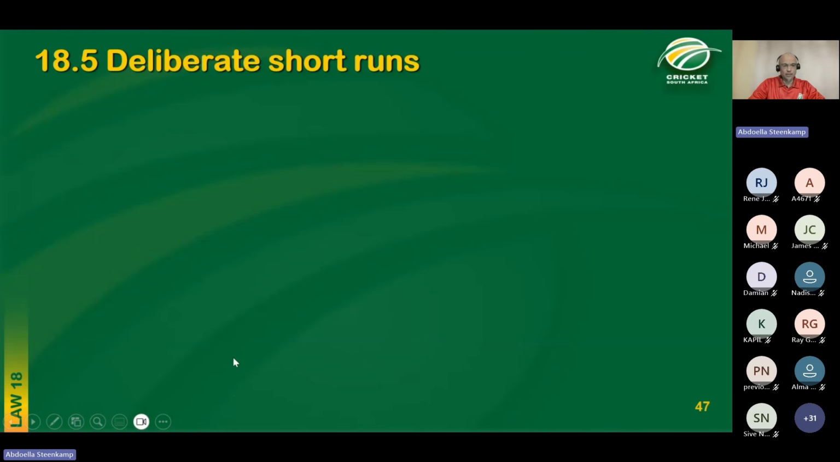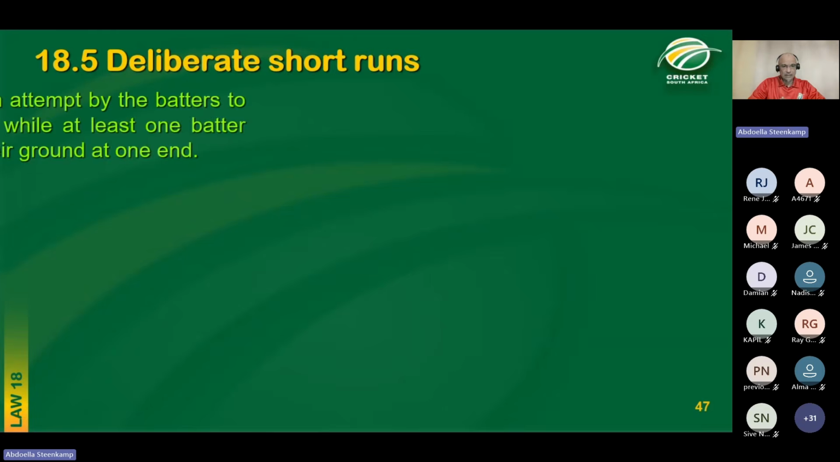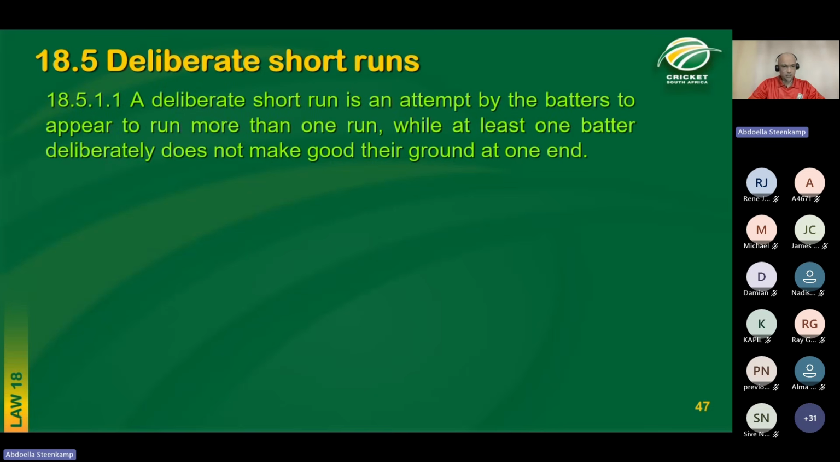When it comes to scoring runs, deliberate short runs, this is new. So the lawmakers are guiding us now in terms of a deliberate short run and what the criteria are, or how we judge a deliberate short run. So they tell us we will judge a short run to be deliberate if batters take more than one run and at least one of those batters deliberately did not make good the ground at the end. And the emphasis is on deliberately.